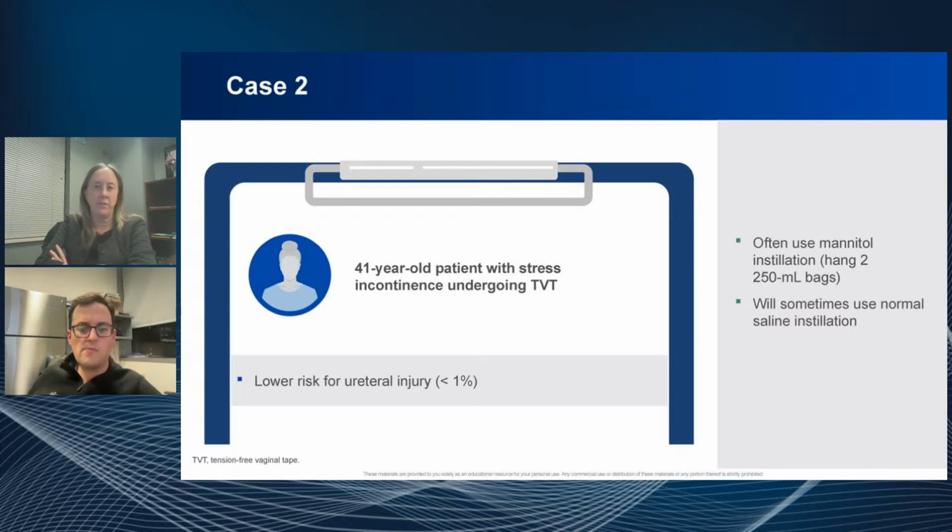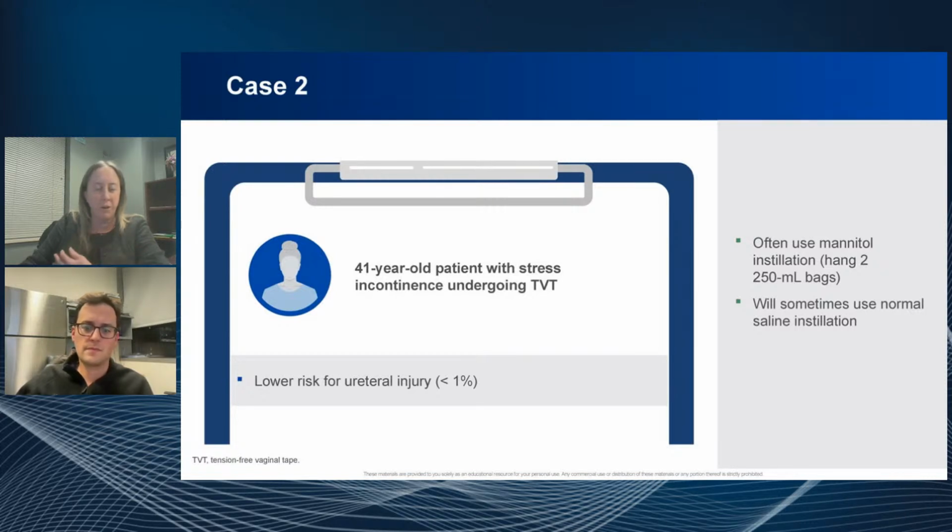Yeah, absolutely. So this is another bread and butter case, something that we do every day. It's a very quick 15-minute surgery, and compared to the prior case, the risk for ureteral injury is much, much lower. I mean, you can never say zero, but it's less than 1%. There are times that I will just hang normal saline, but every time I do that, I wish I had done something else because it's sometimes hard to see, especially if it's the first case of the day and they're not super dehydrated and their urine's not very concentrated yellow. Sometimes it's hard to really convince yourself that you're seeing the ureter.